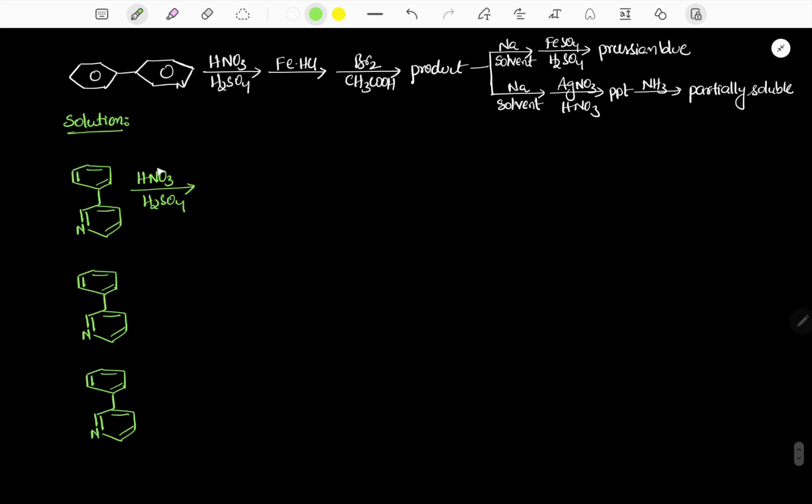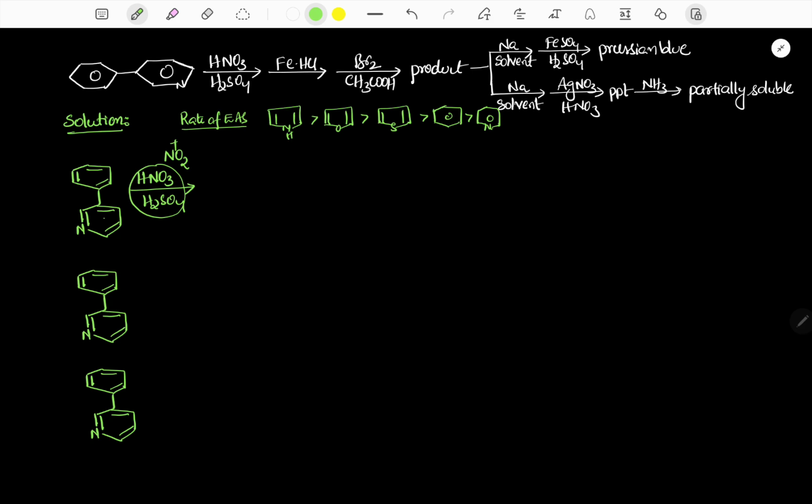So here HNO3 and H2SO4 produce the electrophile NO2 plus. Here two rings are there, one is a pyridine ring, one is a benzene ring. If I compare the rate of EAS, pyrrole is more reactive than furan, more reactive than thiophene, more reactive than benzene, more reactive than pyridine. So benzene is more reactive than pyridine towards electrophilic aromatic substitution.